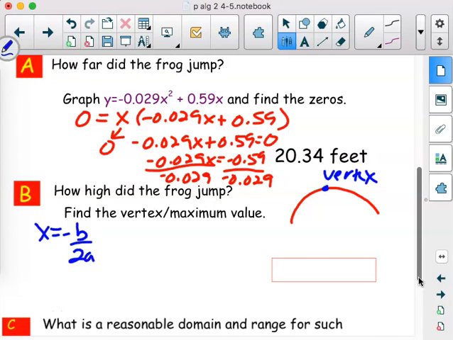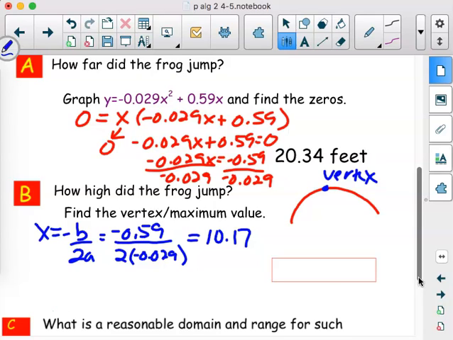It's in standard form, so I could use x equals negative b over 2a. Notice there's no c because there's not a number hanging out in back here. But this would be negative 0.59 divided by 2 times negative 0.029. And that will give you, I did this one this morning so that we could see all of these numbers are the same with the graph, 10.17. But that's the x value, that's not the y.